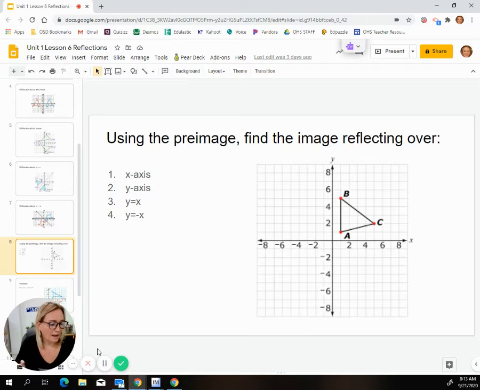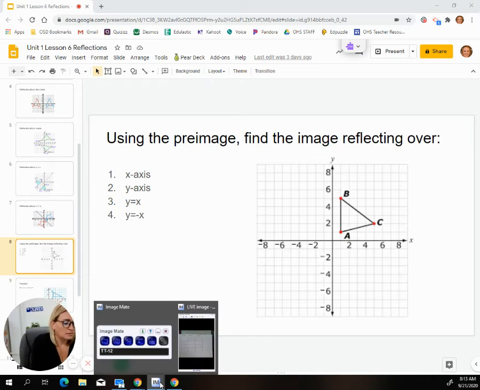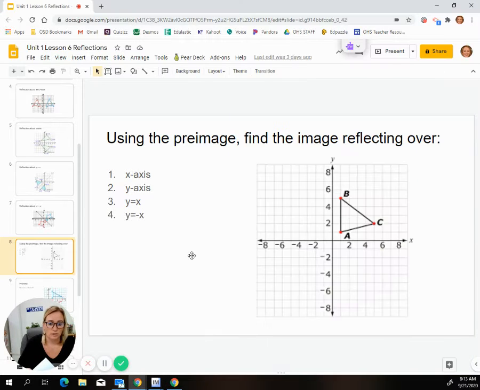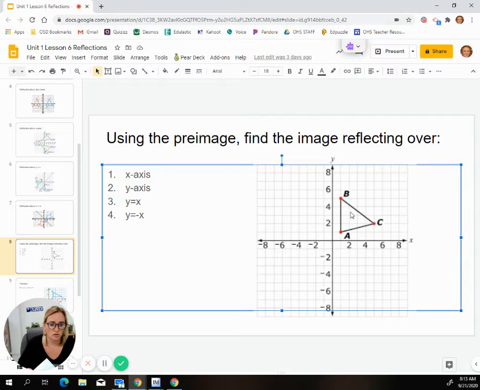Okay, so I actually am going to make a little bit of a chart that makes this a little bit easier, just to organize how we're going to walk through this. The first thing I did was find what points A, B, and C were based on this original triangle. And now we're going to change it based on the reflection over the x-axis, y-axis, y equals x, and y equals negative x.